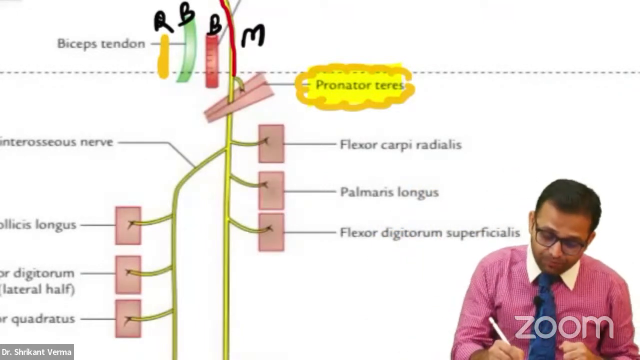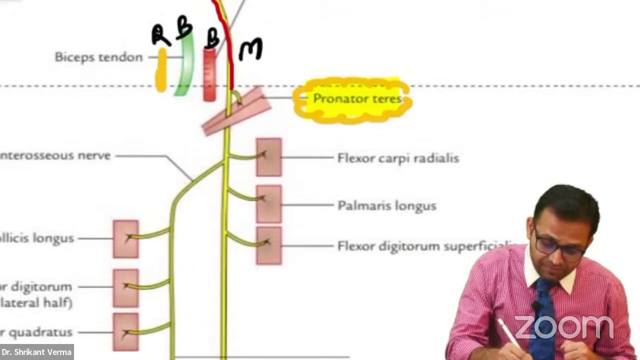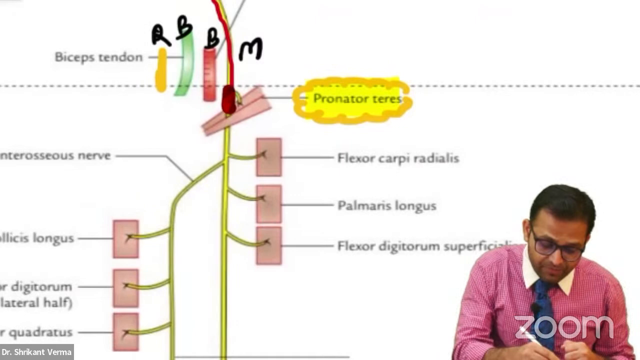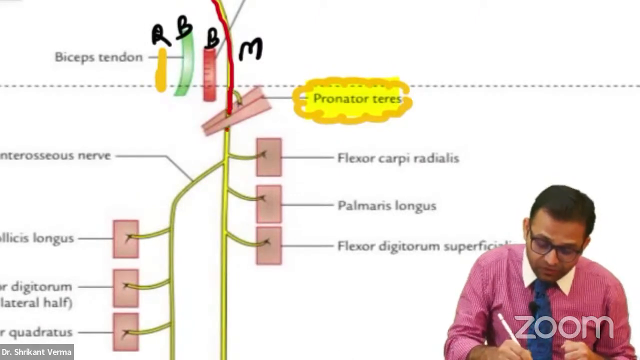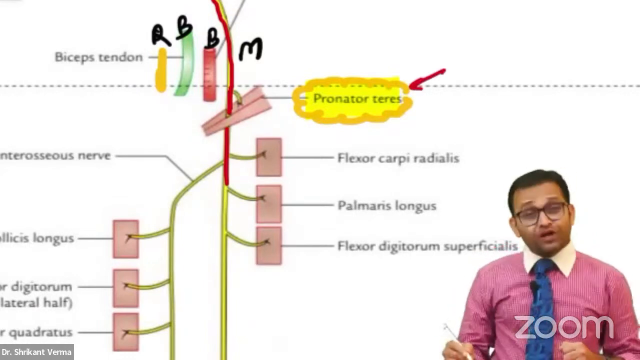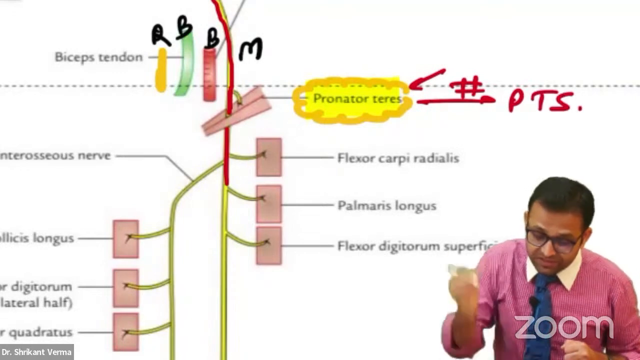Okay, yes, this is our pronator teres muscle. It is piercing the pronator teres. Remember, this is a very important MCQ: the median nerve pierces which muscle? Pronator teres. It is passing in between these two heads. So if there is a compression, I told you, pronator teres syndrome.